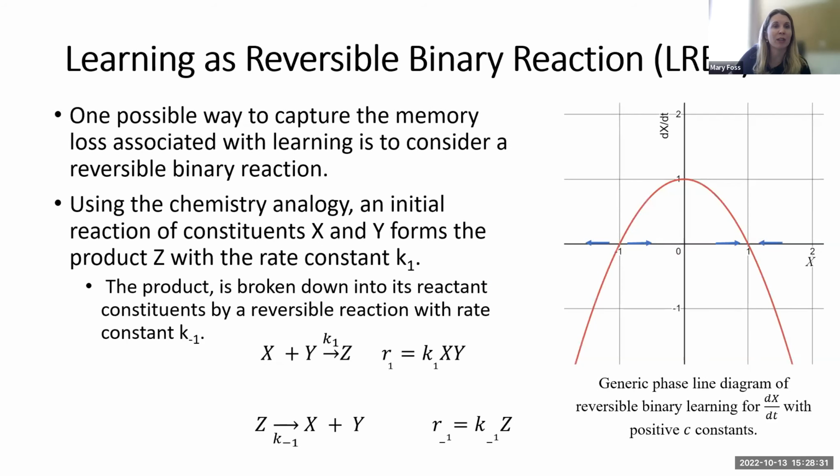So moving on to the next one, we have this learning as a reversible binary reaction. The goal of this was to capture that memory loss with learning and using an analogous chemical reaction, which is this reversible process. So we have here X plus Y gives us Z, and then also Z goes back into X plus Y. And the terms K1 and K negative 1, these are the rate constants that would be associated with that process.